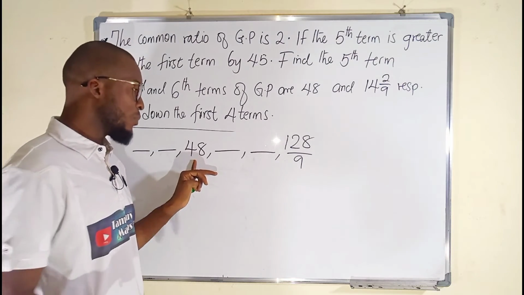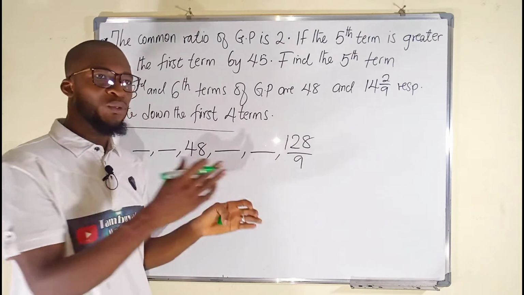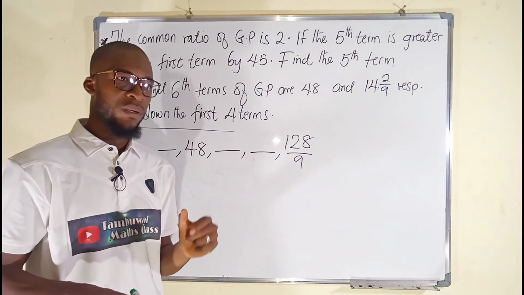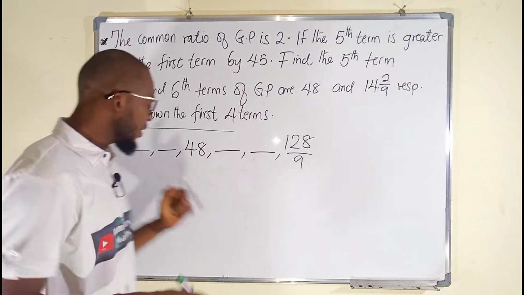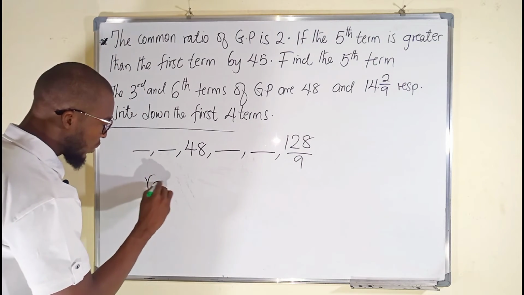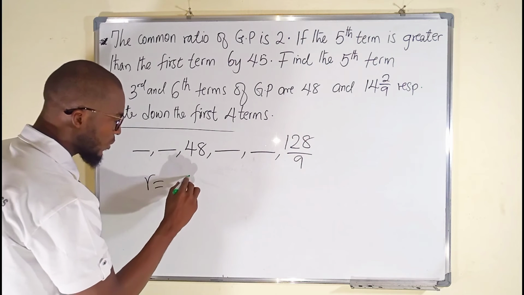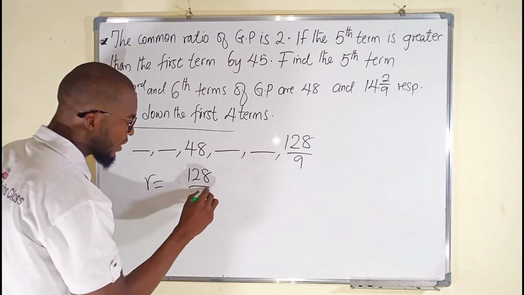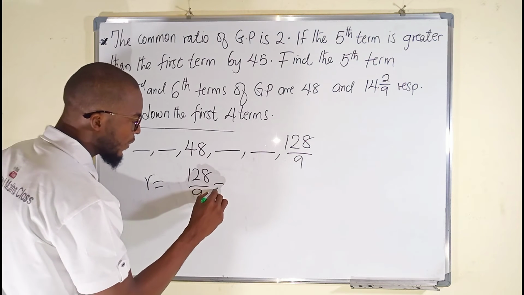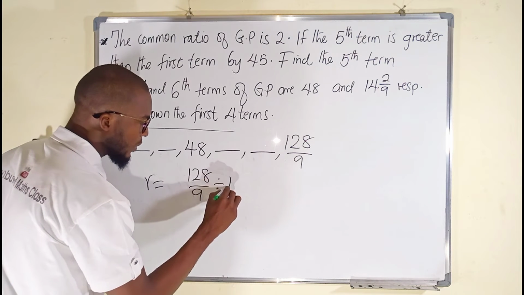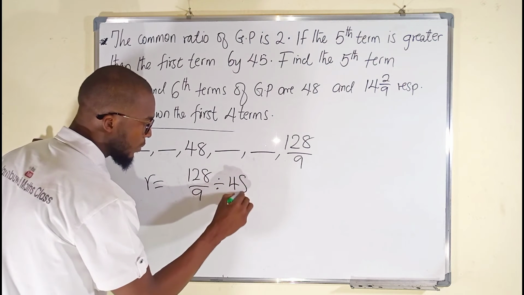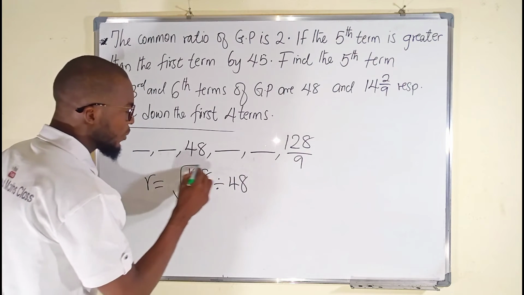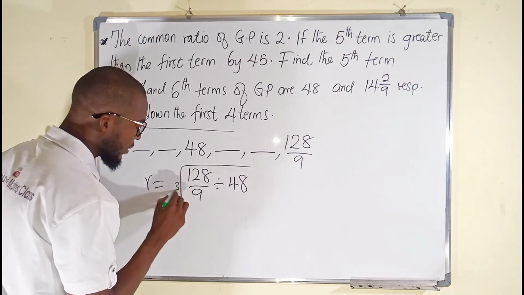This is the third term. This is the sixth term. The difference between 6 and 3 is 3. So to find the common ratio, we can take this term, 128 divided by 9, and divide by this third term, but we have to take the cube root. I will tell you why.